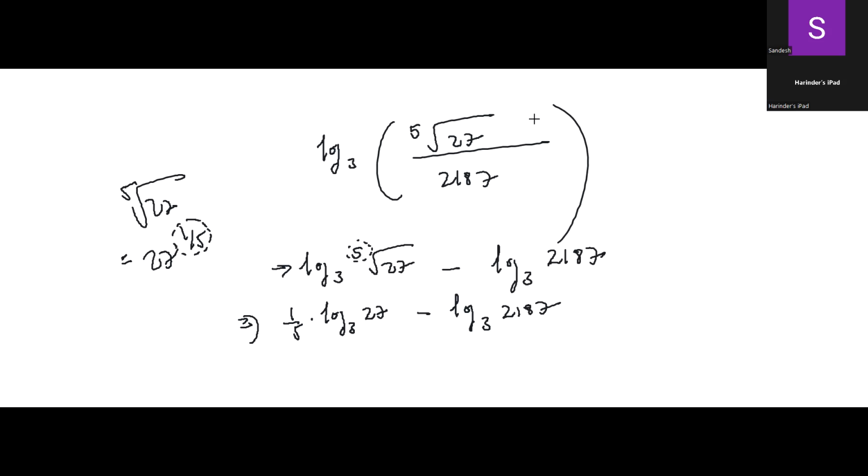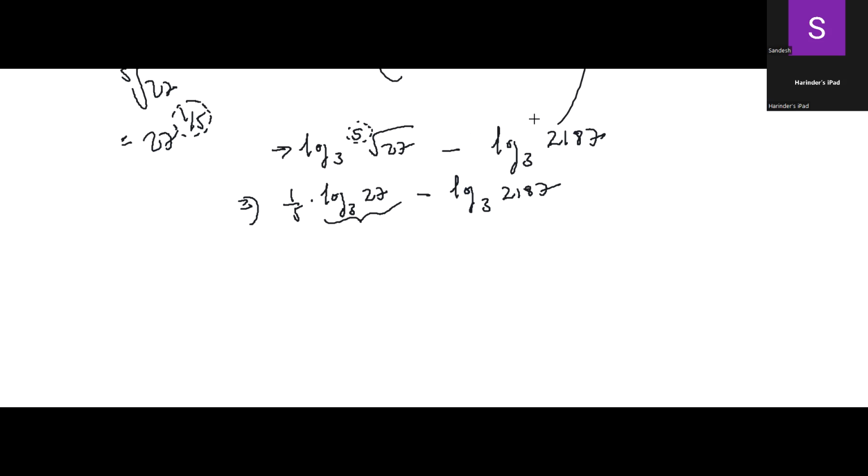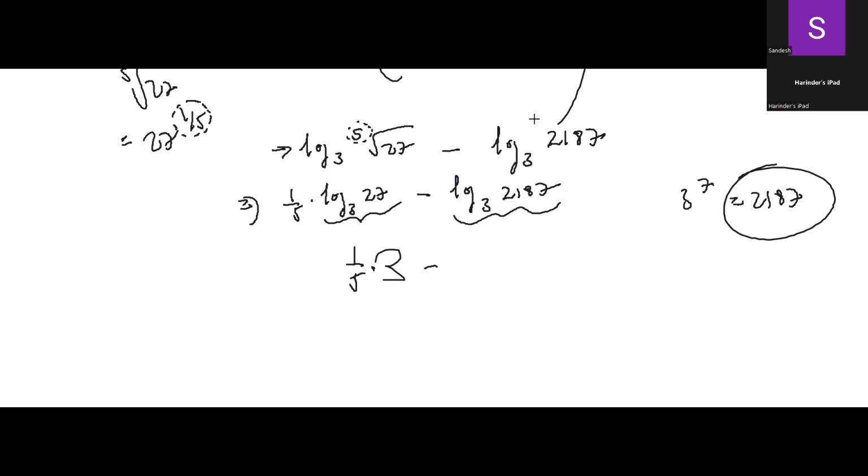What is log base 3 of 27? Yeah, so we have 1 over 5 times 3. And then this one we have to check. I think it's 6, but let me double check. 3 to the power of what? 3 to the power of 7 is 2187. That means this entire thing evaluates to 7. So the answer is 3 over 5 minus 7.